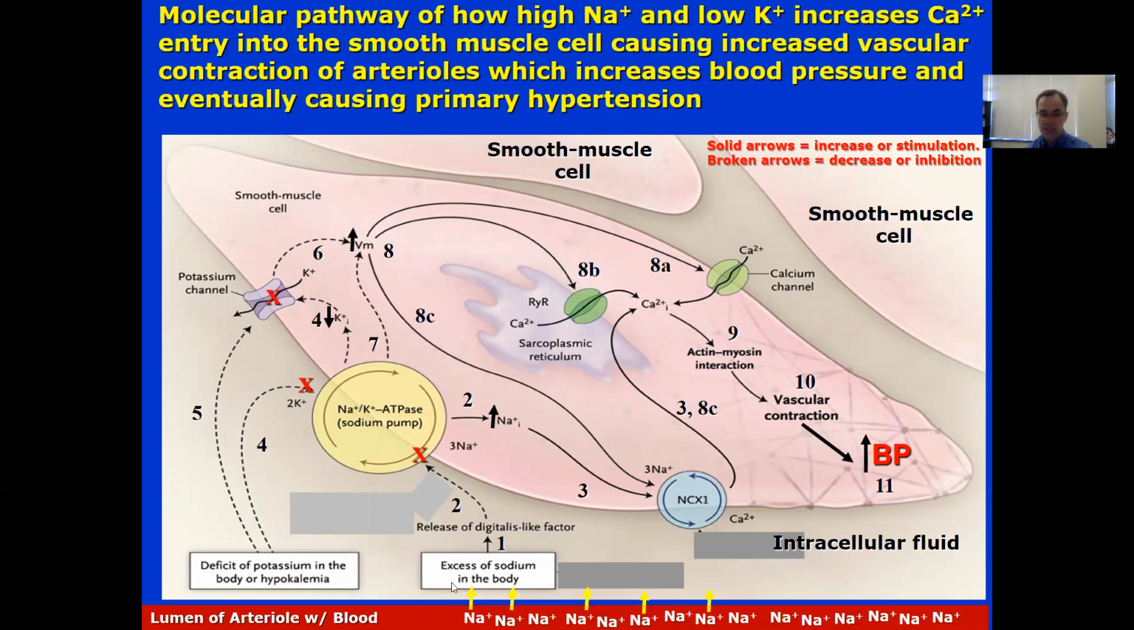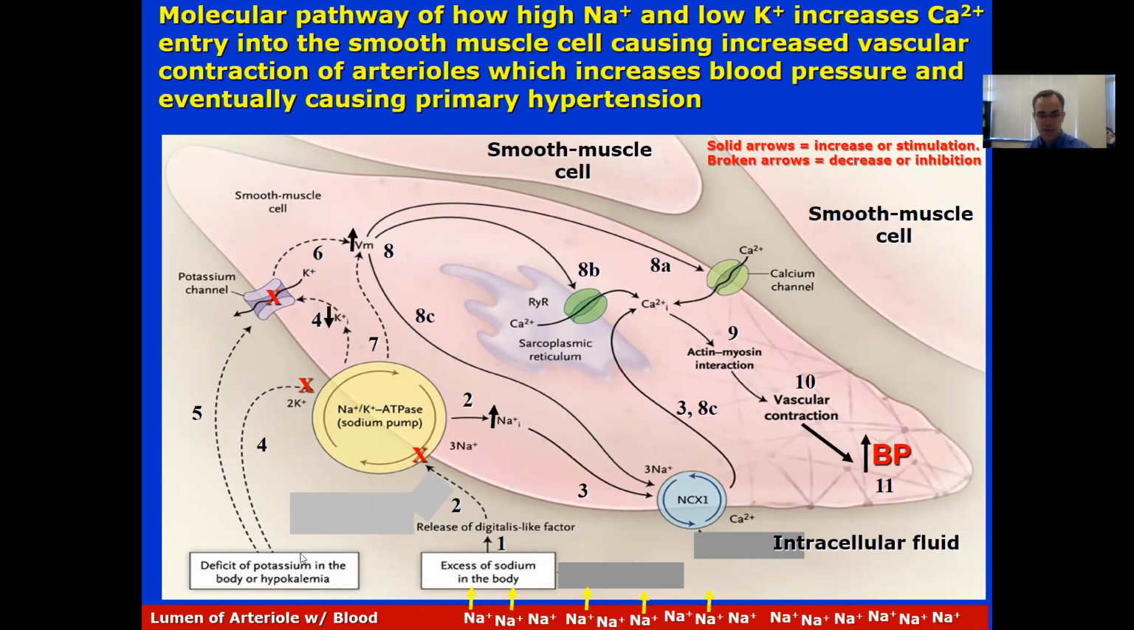Well, it starts here with an excess of sodium in the body is going to cause a release of digitalis-like factor from the brain, and that's going to cause the stopping of the sodium pump on the cell membrane of the vascular smooth muscle. What this is going to do is cause an increased amount of sodium inside the vascular smooth muscle cell. Well, this sodium is going to leave the vascular smooth muscle cell through the sodium-calcium exchanger 1. As 3 sodium leaves, a calcium ion moves into the vascular smooth muscle cell.